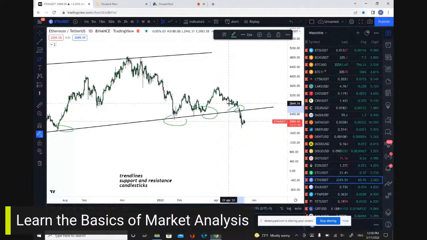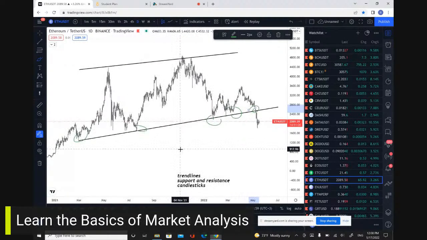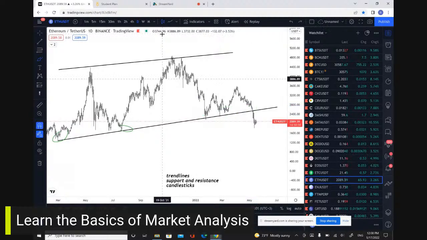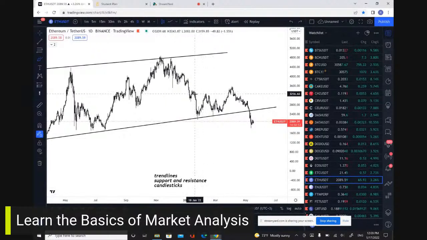So this is basically it regarding trend lines. If anyone has a question, please do ask. Let's see if, sorry, one thing. This is on the daily time frame.